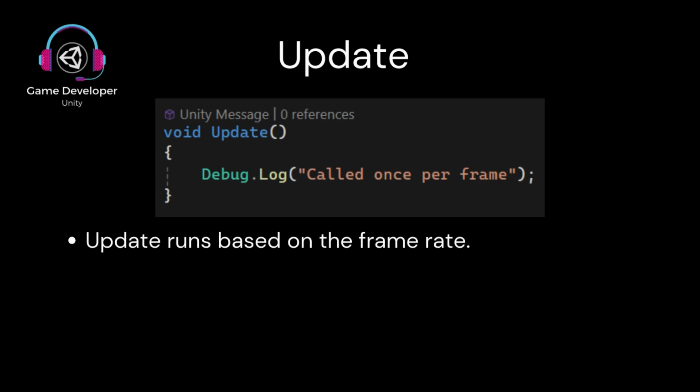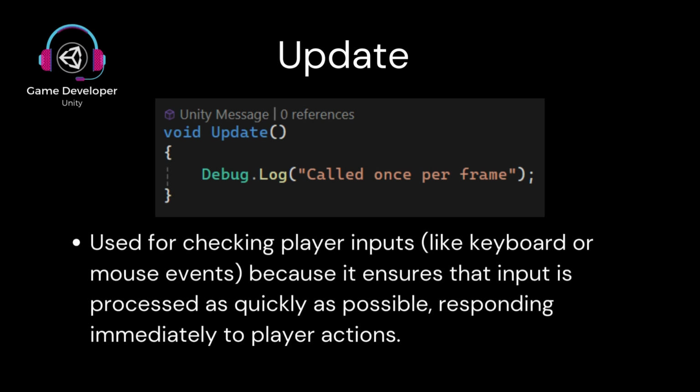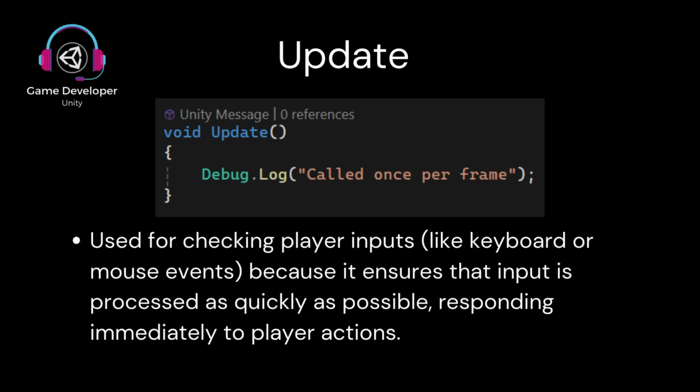Since Update runs based on the frame rate, its execution frequency can vary. This means that code inside Update can be executed a different number of times per second, depending on the performance of the game. It's commonly used for checking player inputs, like keyboard or mouse events, because it ensures that input is processed as quickly as possible, responding immediately to player actions.